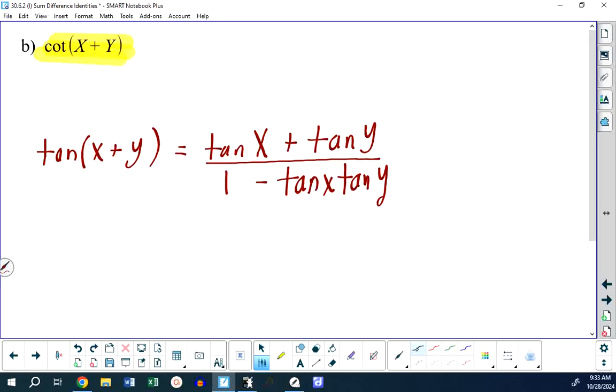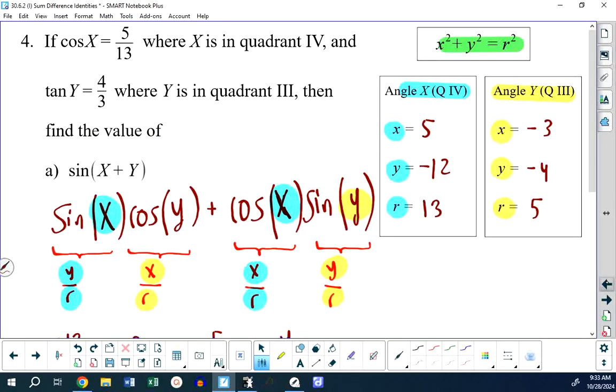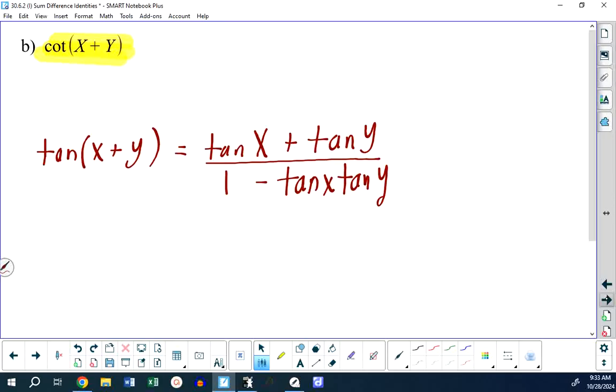Okay, good. So now I need to look at these numbers, right? Like, what is tan of x? Well, tan of x is y over x for angle x. Tan of x is going to be negative 12 over 5. So this is a y over x, but we're focusing on angle x. This will be y over x, but we're focusing on angle y.